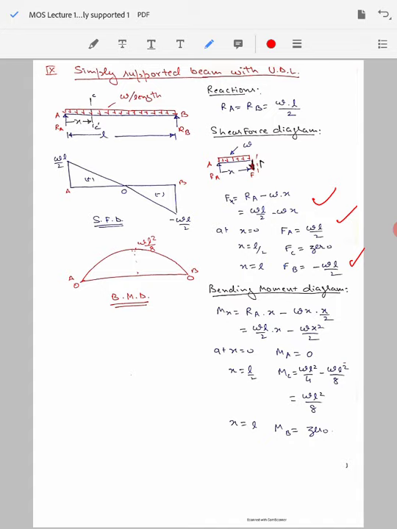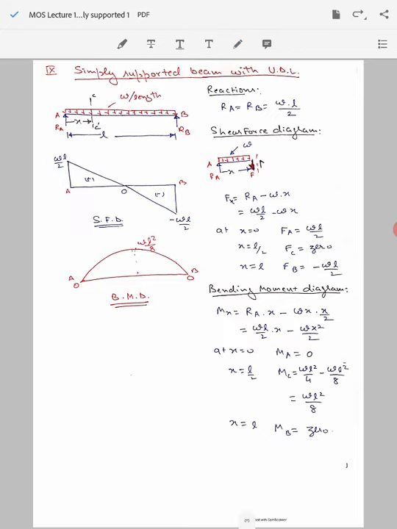We can plot this value of the shear force. So at A it is going to be WL by 2, at B it is going to be minus WL by 2. In between these two it is a straight line connecting these 2 points. You join them by the straight line, you find that at the center the value is 0, which we have already verified with the help of the equation as well.